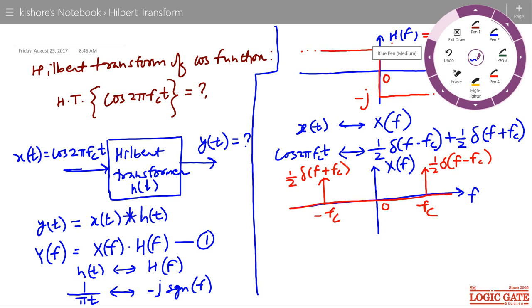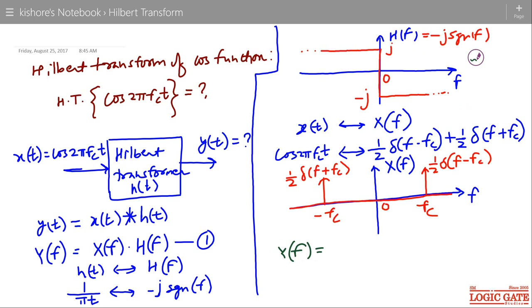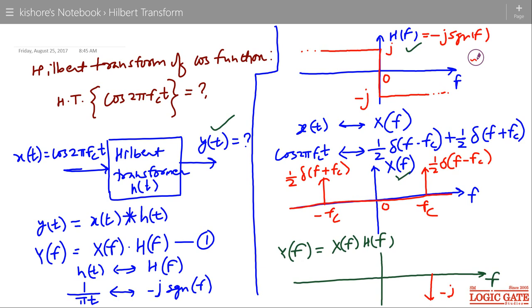Now YF, the spectrum at the output of the Hilbert transformer, is XF into HF. So let us draw YF, which is the product of two spectrums, HF and XF. So this will be minus j by 2 del f minus fc at frequency fc, and plus j by 2 del f plus fc. This is the product of HF and XF.